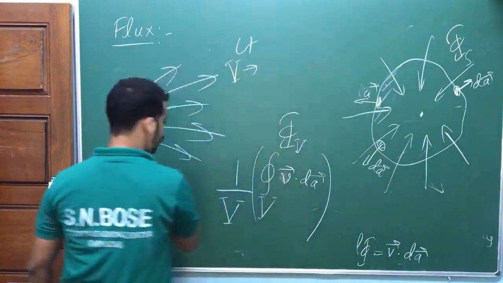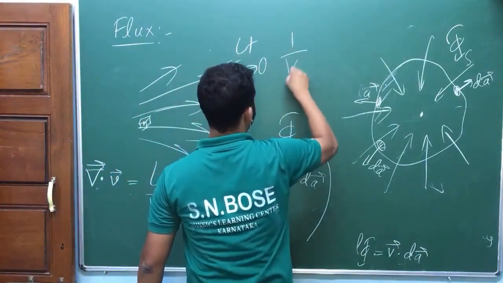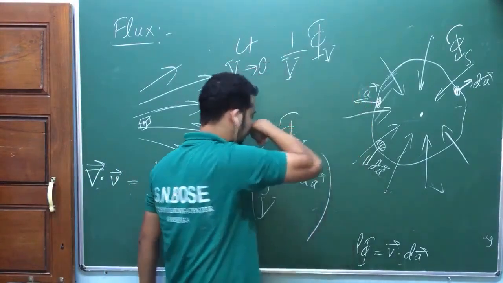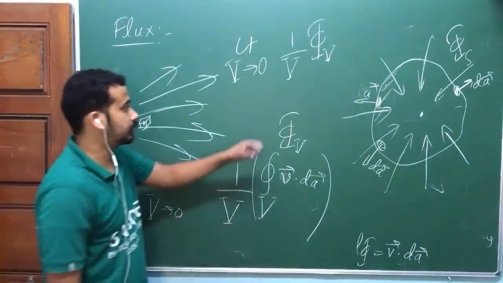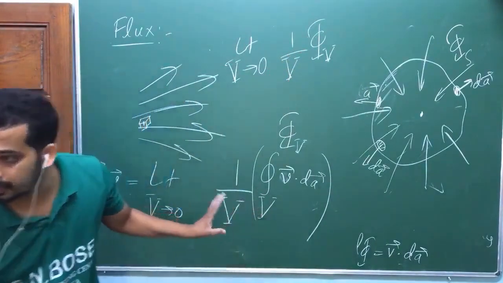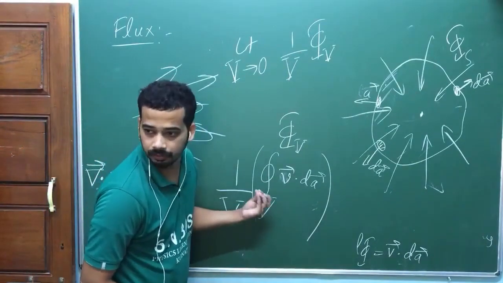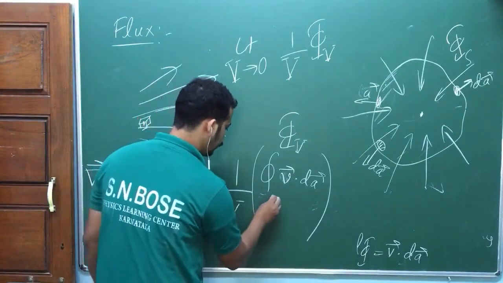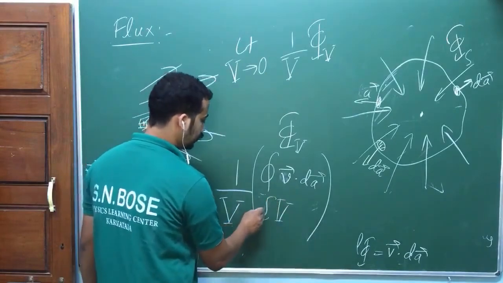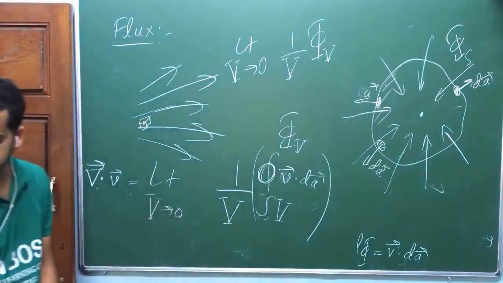Limit volume tends to 0. Volume and vector field, okay? Don't get confused. Volume tends to 0, 1 by V into the flux through that volume, okay? Flux through that closed surface area, which constructs that volume. We don't write V here. In case of a surface integral, we don't write volume. We write S actually, but for our comfort, S comma V. Let me write like this: closed surface, closed integral, okay?